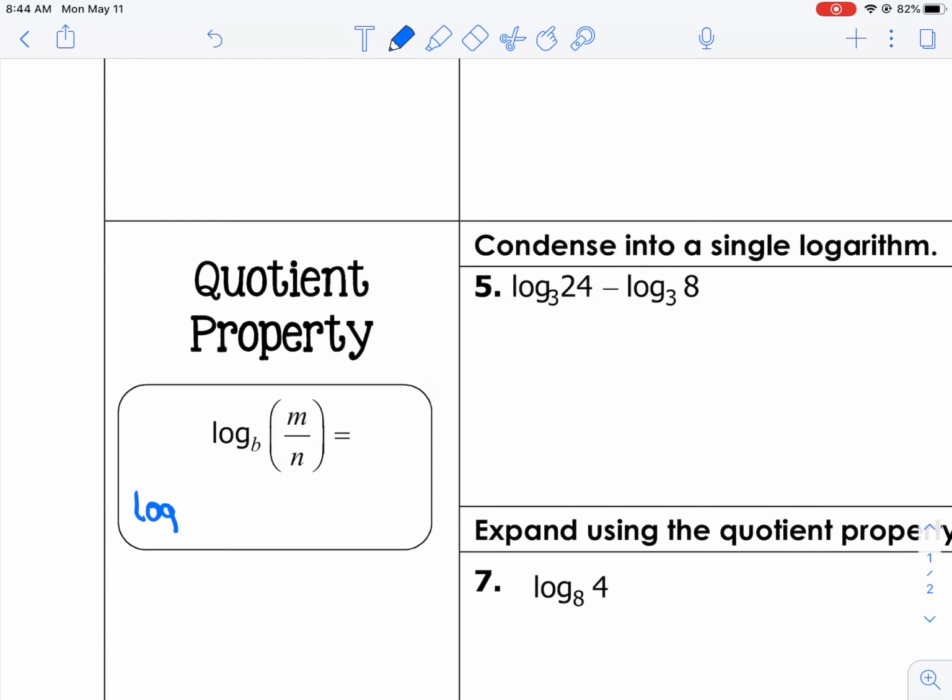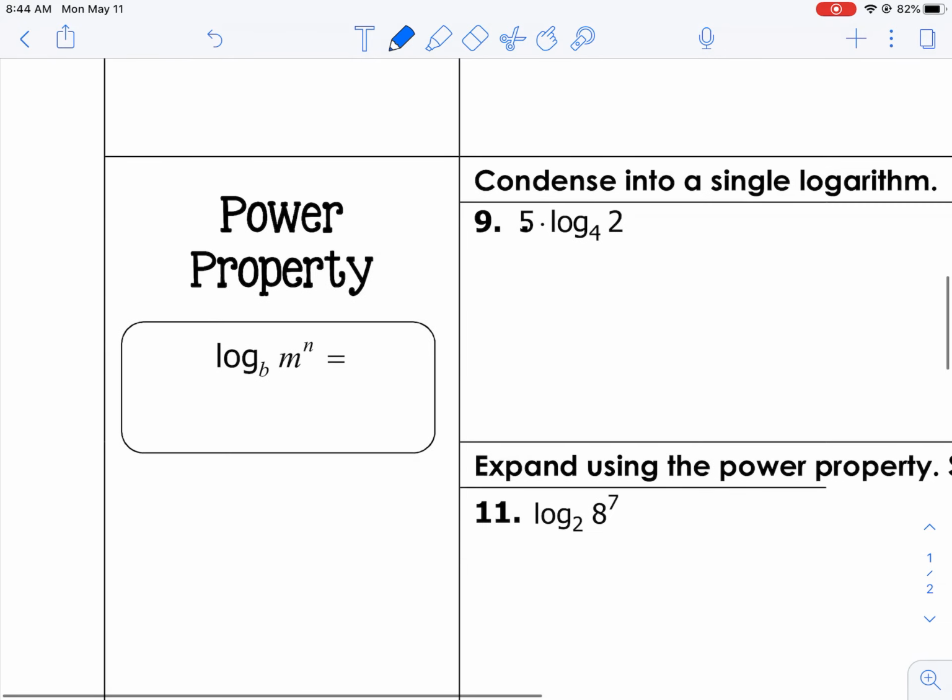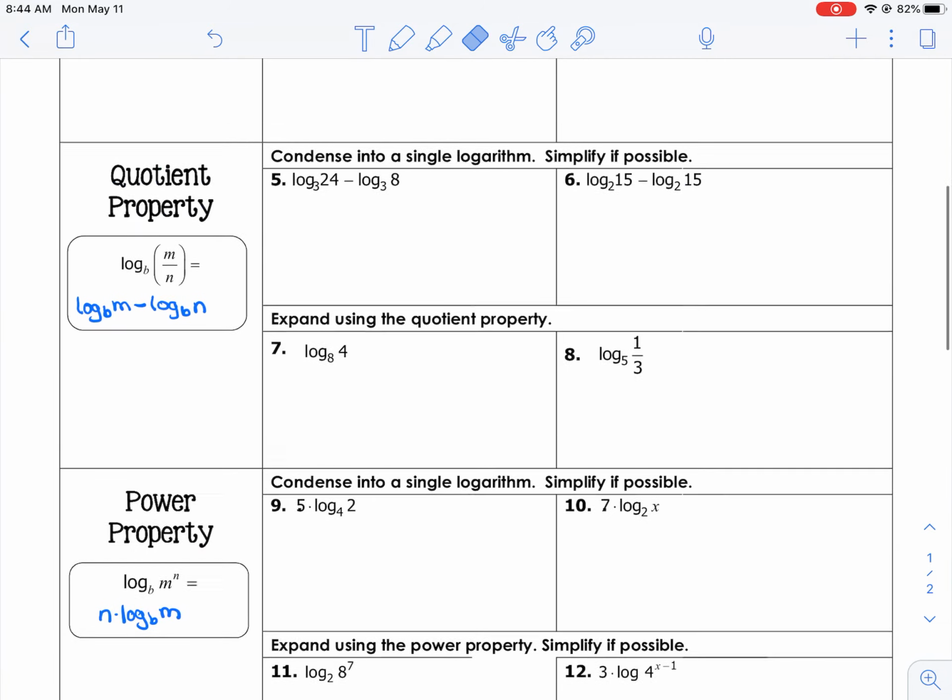Our quotient property was really similar. It's log base b of m minus log base b of n. So when you divide, you subtract. The power rule is the same as our exponent rules. For the power rule, this power comes down basically, so it would be n times log base b of m. And then of course when you condense these, you just go the reverse way.